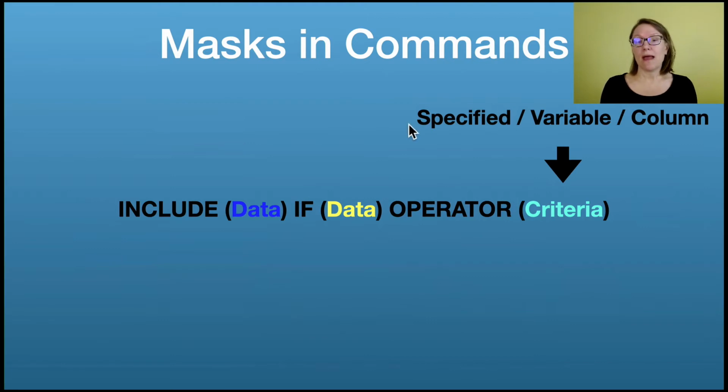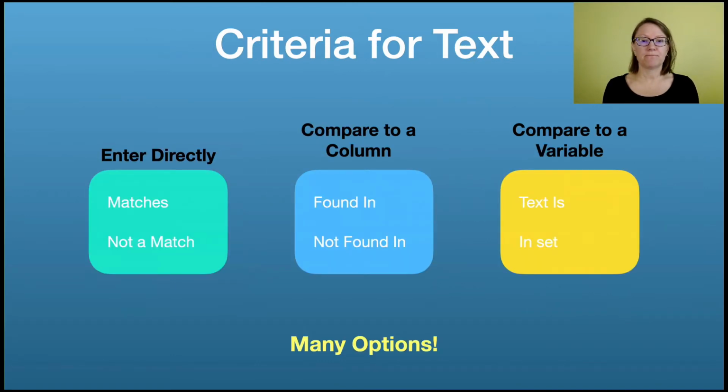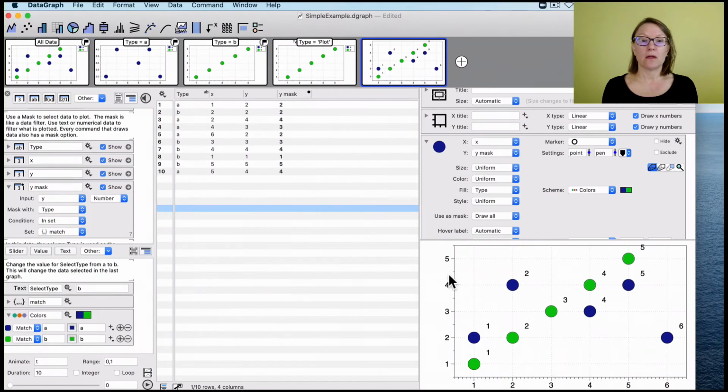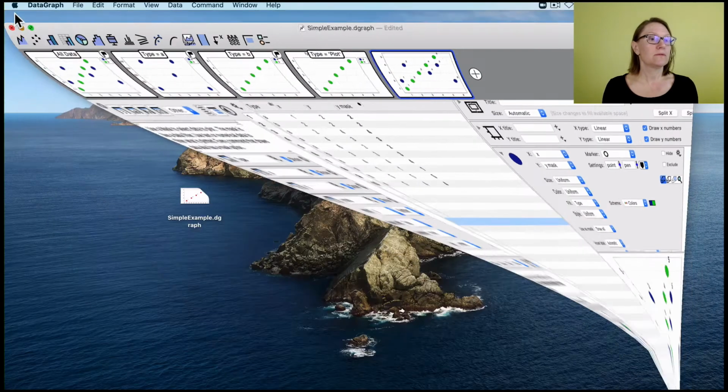And here we have the masks within our commands. They can be specified, they can be variables, but they can also come from columns. Again, more options and a lot of different ways that you can use these. So the criteria for text, for example, we can enter text directly. We can compare text to a column, whether it's found in a column or not found in a column, but we can also compare to a specific variable.